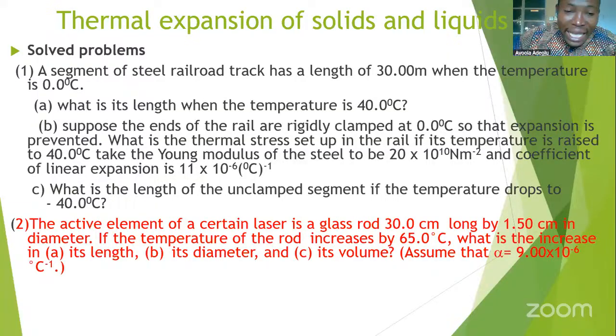That means the area has also increased. So you can calculate the increase: delta A is equal to Ai, that's the initial area, times what is your coefficient of area expansion? That's beta, delta T.